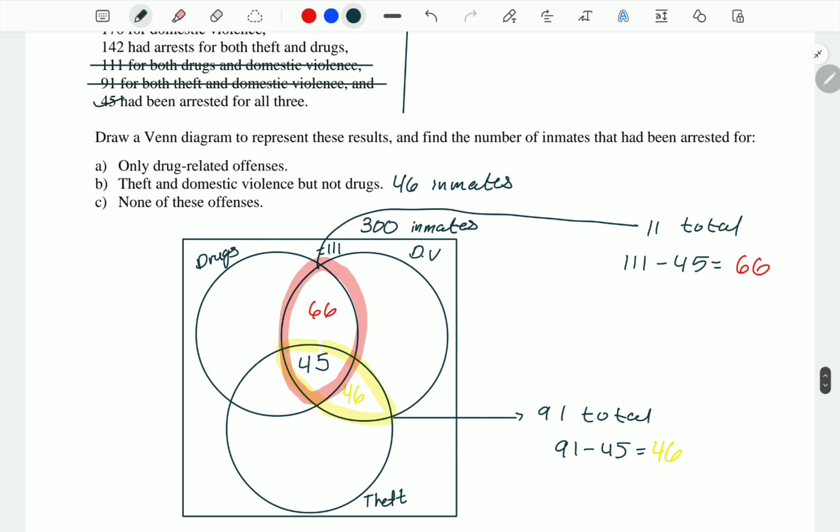142 have been arrested for both theft and drugs, but it did not exclude domestic violence. So it'll be this category right here for theft and drugs. This will add to 142 in total. But remember, we have 45 inside already. So subtract the 45 from 142. 142 minus 45 equals 97. And we'll put our 97 right here.